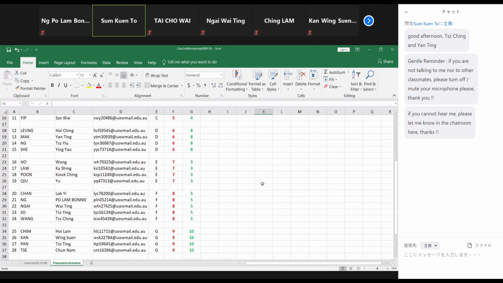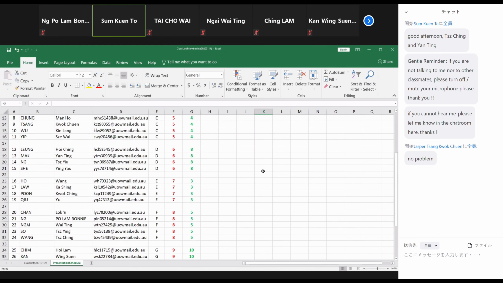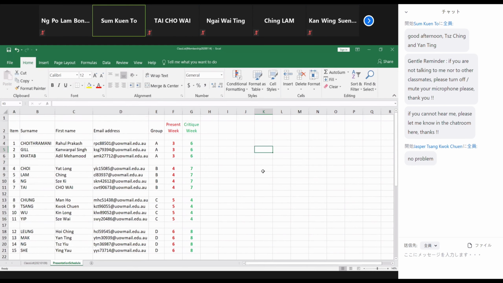To make it interactive, and to make sure I'm not talking to a computer or a robot but to classmates, students, human beings, if possible just type no if you have no question. Thank you, no problem, which is good. Thank you, Jasper. And what about others? Any objections, or did I make some mistake in the input? Let me know.